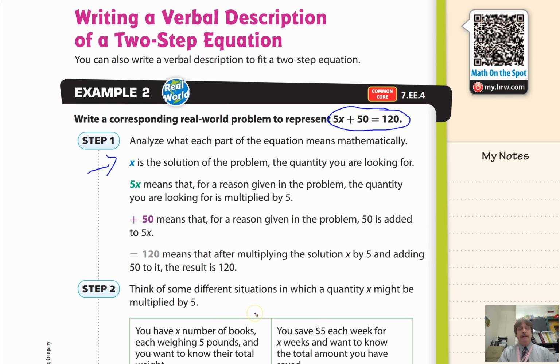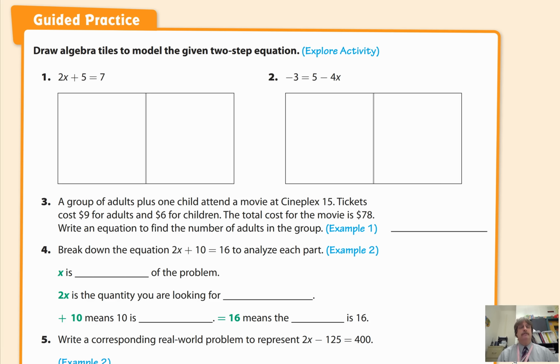They give you a couple of examples in step 2. Here's the guided practice where you're going to do algebra tiles, and you're also going to work on different things. Pay attention to the examples here. Like number 3, they tell you to look at example 1, and number 4, they tell you to look at example 2, so go back in there to help you out. Also, take a look at the lesson 6.3 background information, where I explain the difference between a one-step and a two-step equation. Hope this helps you out. Have a good day. Bye.